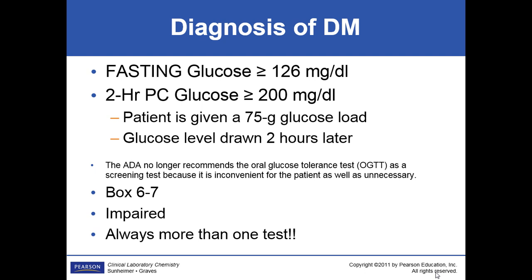In your boxes, you'll have a pre-diabetic state where under 100 is normal fasting, 100 to 125 is your pre-diabetic, and over 125 is your diabetic state. I think it also gives you the 2 hour PCs.